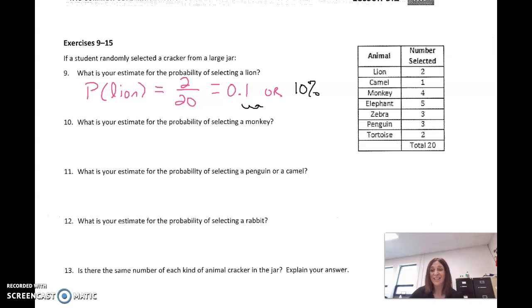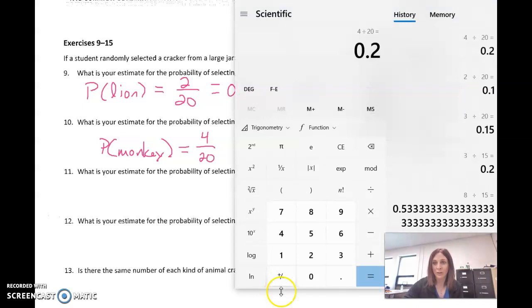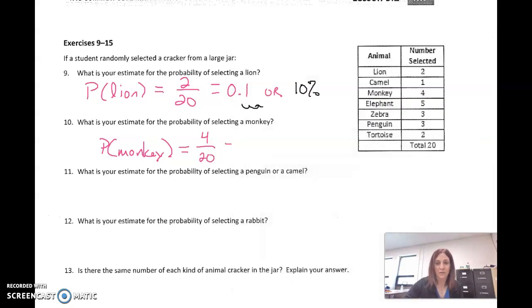You're going to notice that we keep doing the same thing over and over, but our numbers are changing because our top number is changing, our bottom number isn't, because that's our total. And we're using the same information right here. So the probability, P, of selecting a monkey. Well, how many monkeys were in our sample here? 4. How many total were in our sample? 20. So that equals 0.2, or move it over 2 times and add that 0 in there, 20%. And again, I don't care if it's a decimal or a percent.